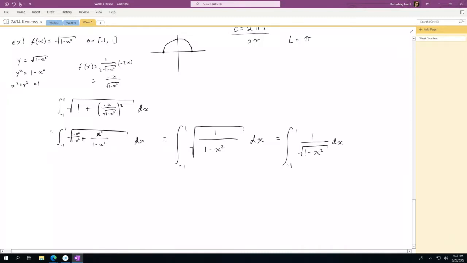Wait, what happened to x squared? So these x squareds, if I add my numerators, I have 1 minus x squared plus x squared, and -x squared plus x squared just cancels. I was thinking that 1 minus x squared would just cancel with the 1 minus x squared of the other denominator. Oh, but when we're adding fractions that have the same denominator, they keep their denominator, right? You just leave the denominator alone. Okay, does it make sense how I get to here now? Yep. All right, do you recognize that integral?